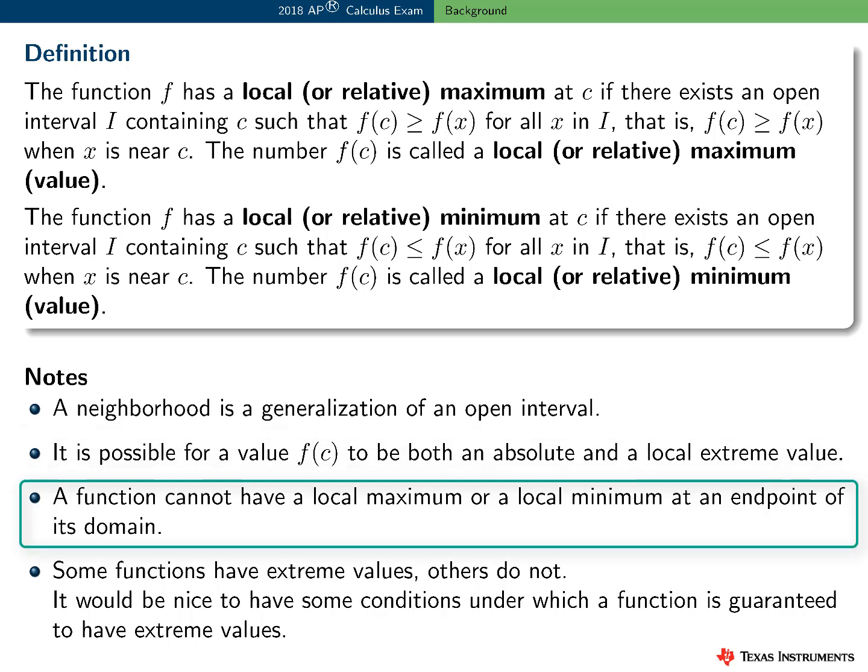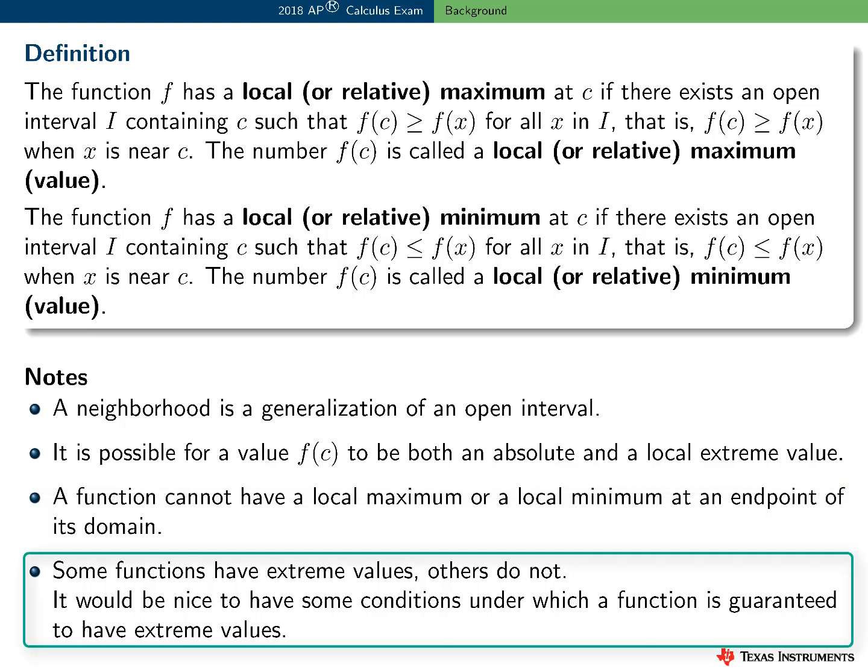A function cannot have a local maximum or a local minimum at an endpoint. If C is an endpoint of the domain, we cannot form an open interval I containing C such that all values in the interval I on both sides of C are in the domain. But it is possible for a function to have an absolute maximum or absolute minimum at an endpoint. And of course, some functions have extreme values and some do not.